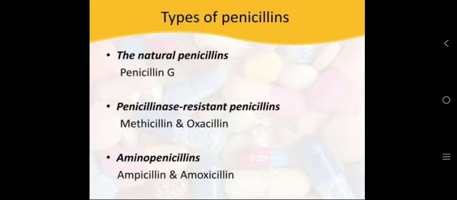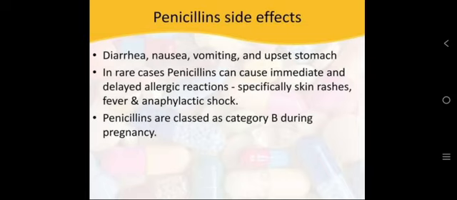Types of penicillin. First one, the natural penicillins. Example for natural penicillin is penicillin G. Second one, penicillinase resistant penicillin. Example, methicillin. Aminopenicillin. Example, ampicillin, amoxicillin.